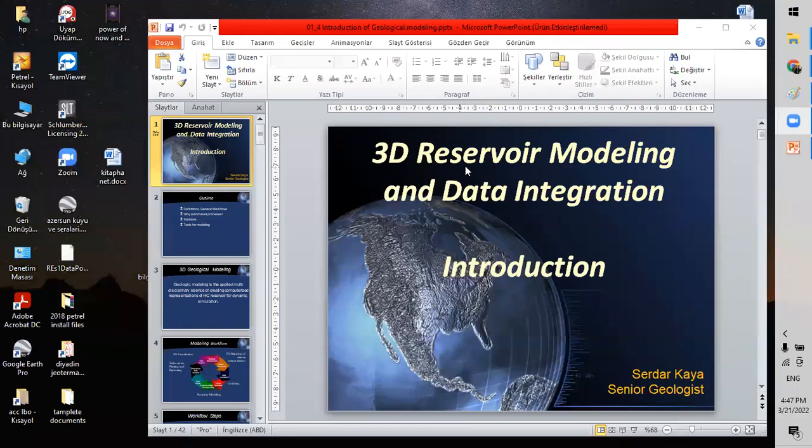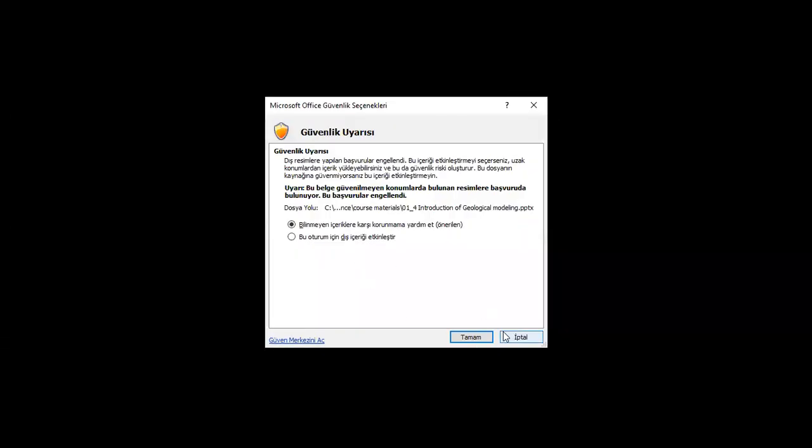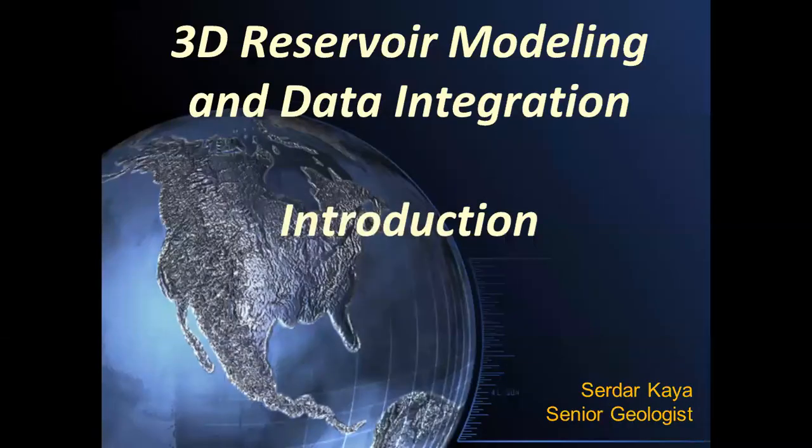3D reservoir modeling and data integration. So this is our subject. Okay, so we have to know what is reservoir, what is modeling, what kind of data we need, and how we are going to integrate them to each other. So you see, we are talking about seismic and petrophysics.